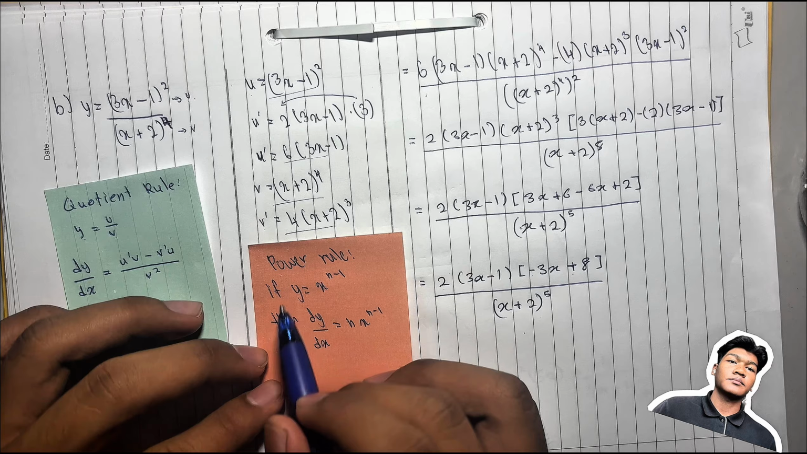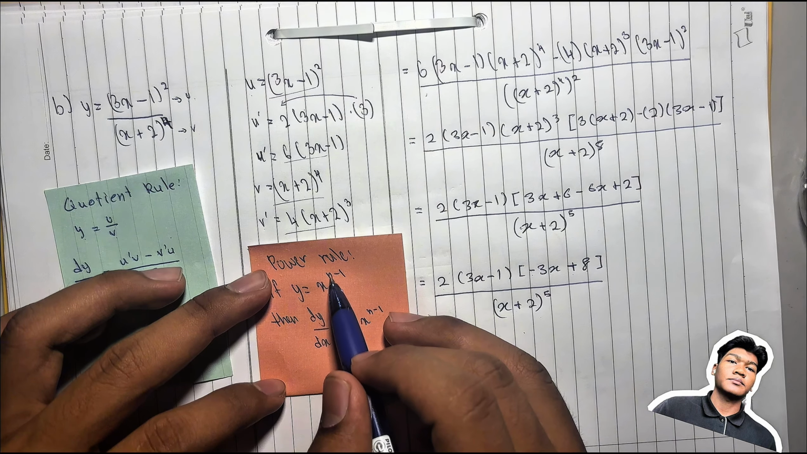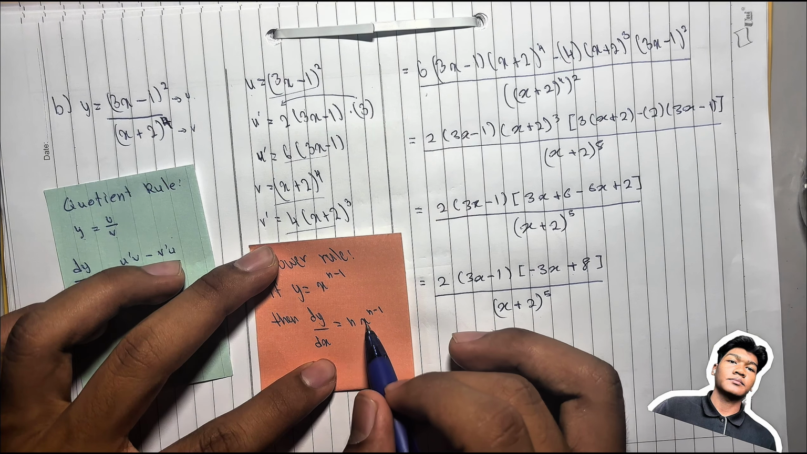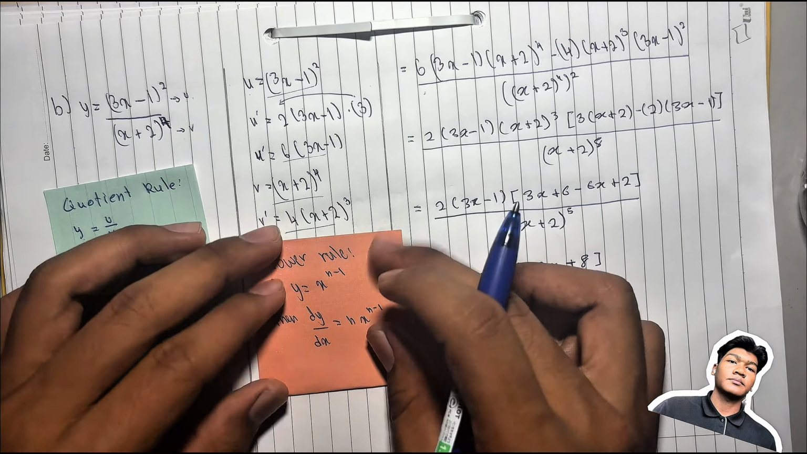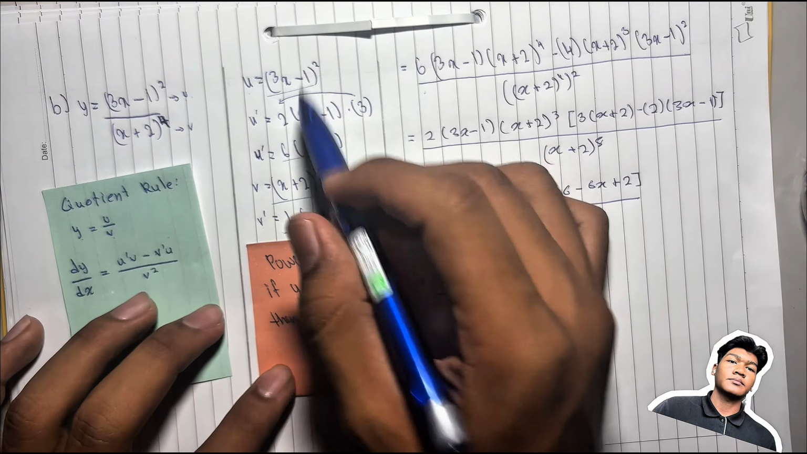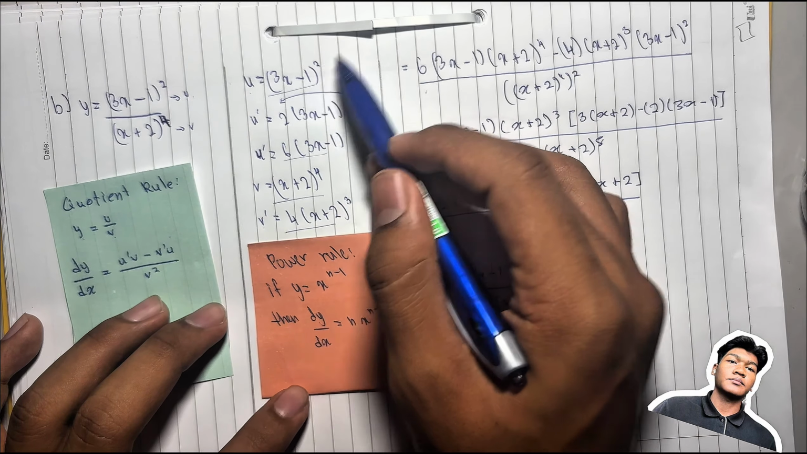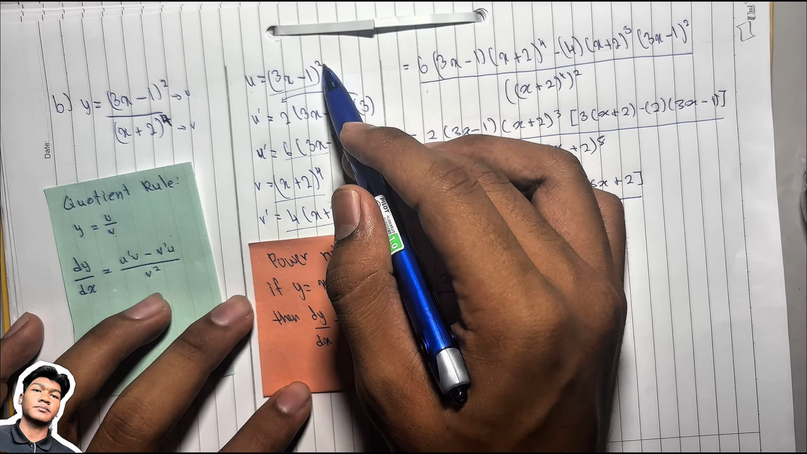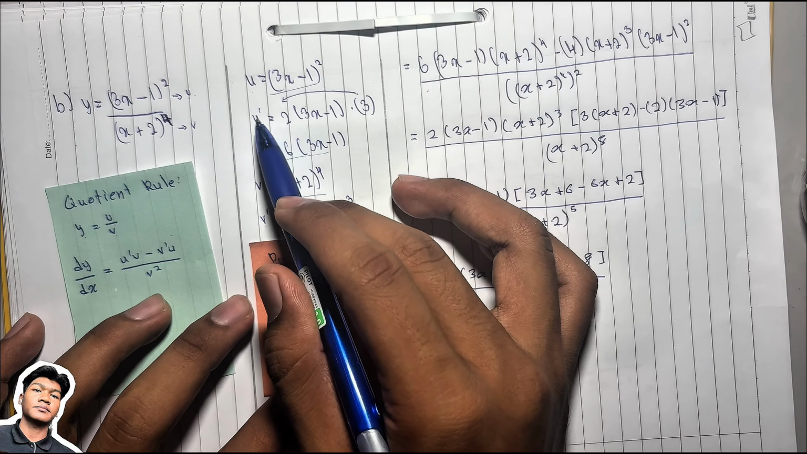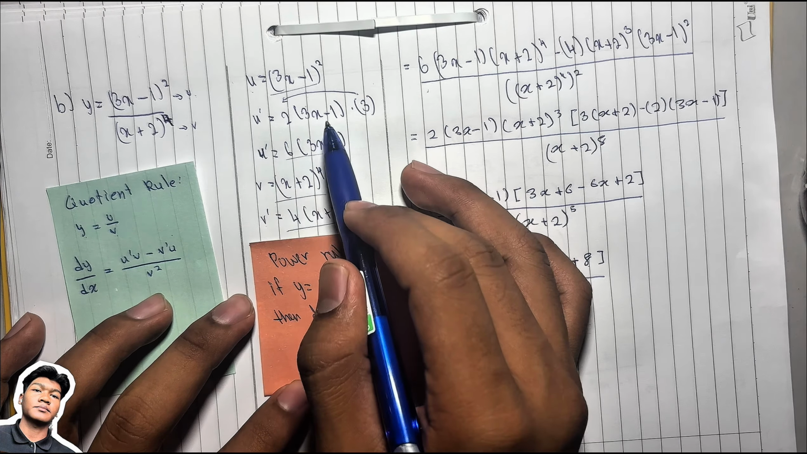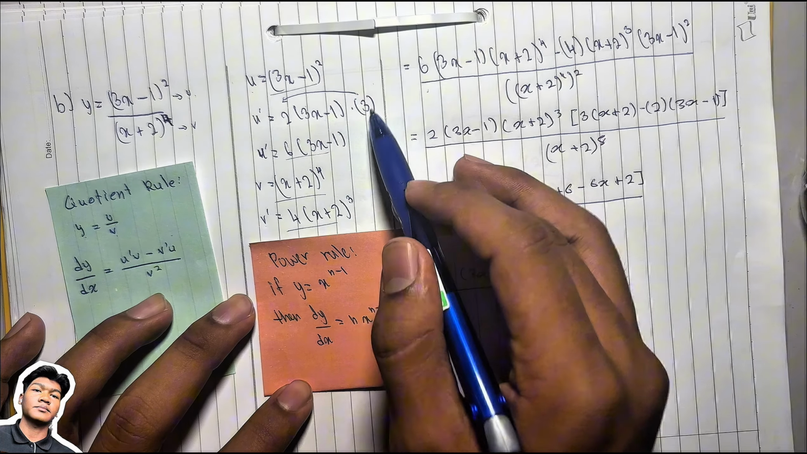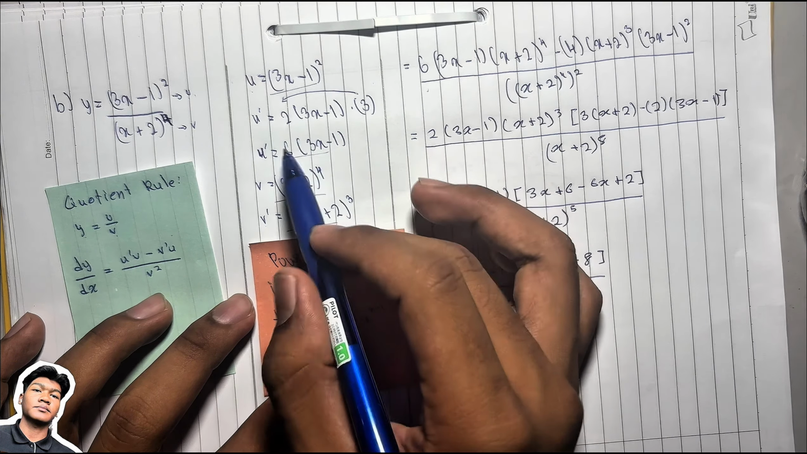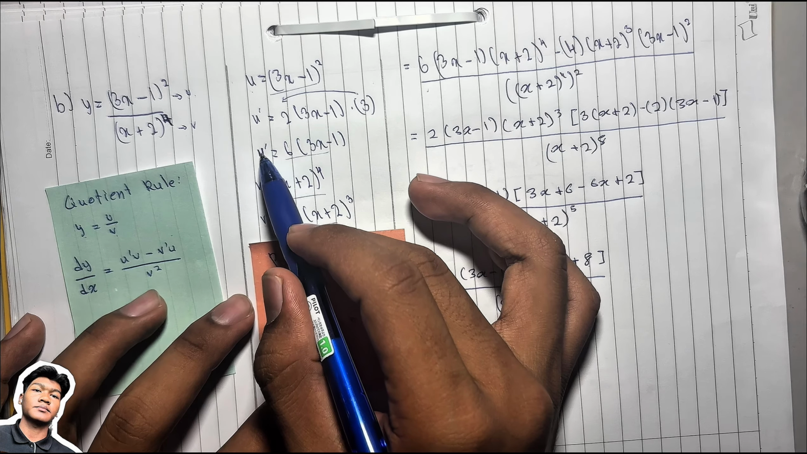You can see if y equals x to the power n, then dy over dx is n x to the power n minus 1. So the power, we're going to move it to the front, and the power we're going to minus 1, and we're going to get this u prime. Simplify it by these 3, move it to the front, and this is 4. We can get u prime.